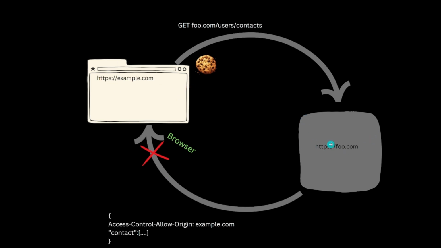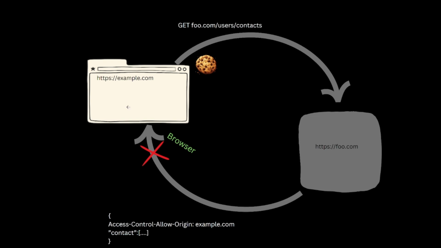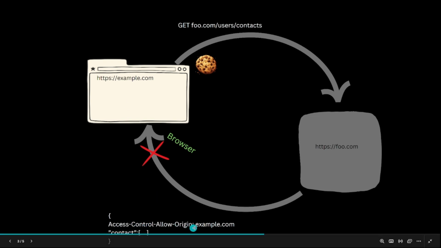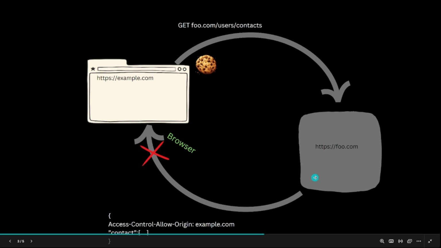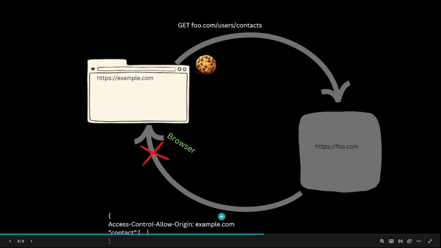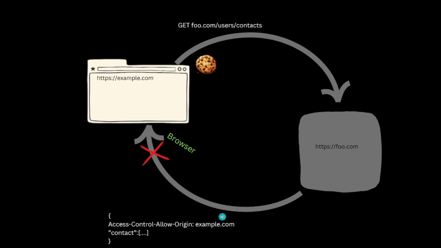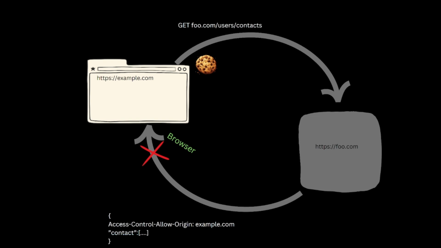So if foo.com wants to share content with example.com, it needs to set the CORS header. Here in this example, the CORS header is Access-Control-Allow-Origin, which is example.com. If foo.com wants to share content with example.com, then foo.com needs to set its own CORS header, Access-Control-Allow-Origin. So if in the response the browser sees this header, it will allow example.com to access the response from foo.com.